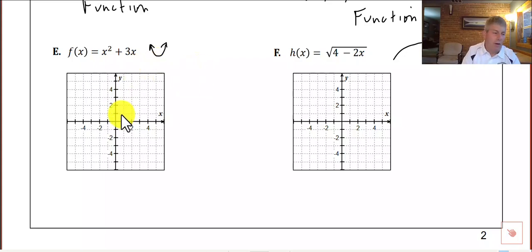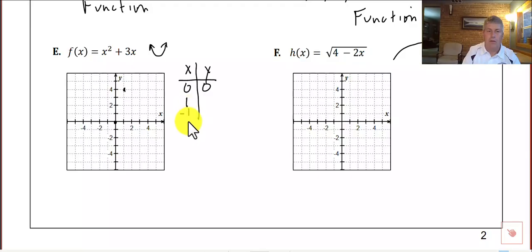An easy one we can do is the y-intercept. We can see the y-intercept is 0. When we put 0 for x, we get y is 0. So we might want to do that. Let's just do a quick table here. X and y, when x is 0, y is 0. We might want to check 1. When x is 1, we get 1 plus 3. So when x is 1, y is 4.